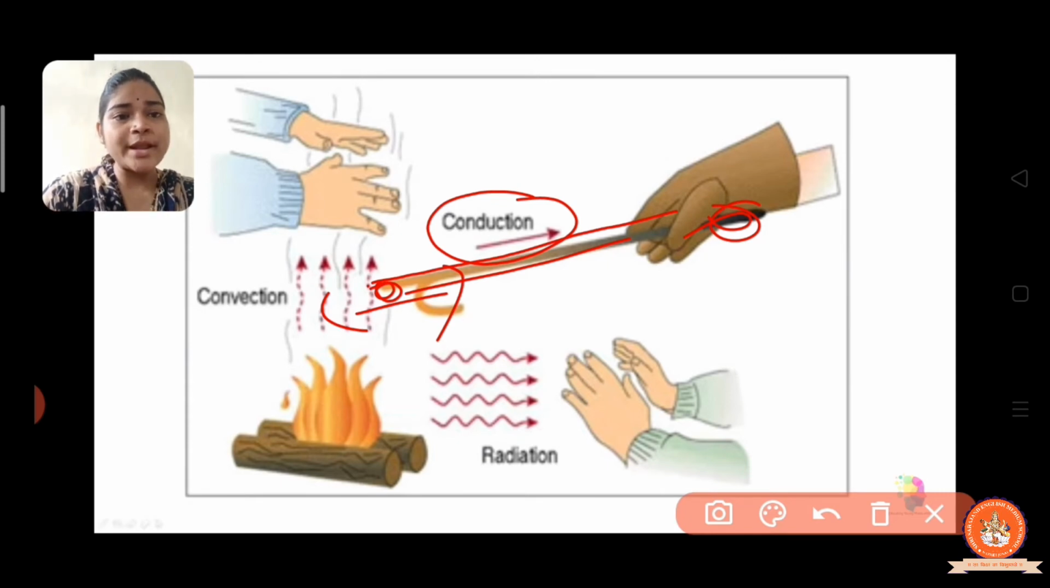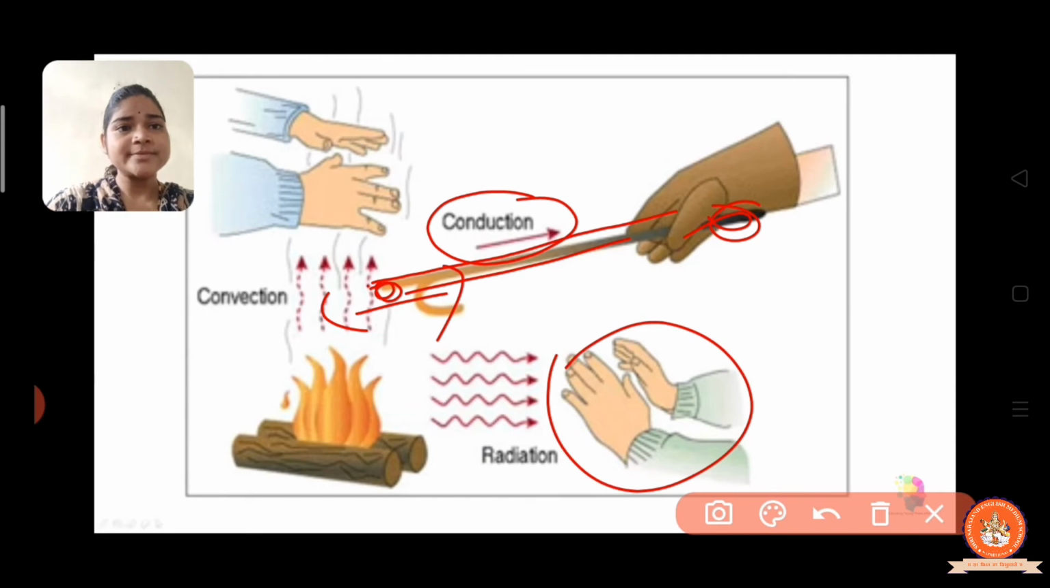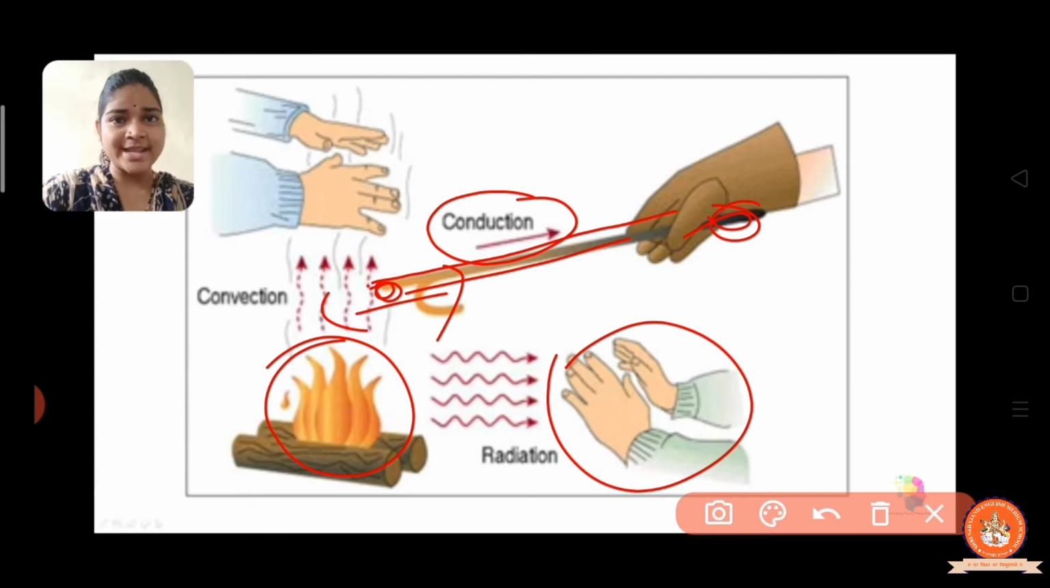But if you put your hands here, you feel warm because the hot object radiates the heat in all directions. That's why we feel the heat here. Right? So this is the radiation method. So students, I hope you all understood the three methods, that is conduction, convection and radiation, from this example. Right?